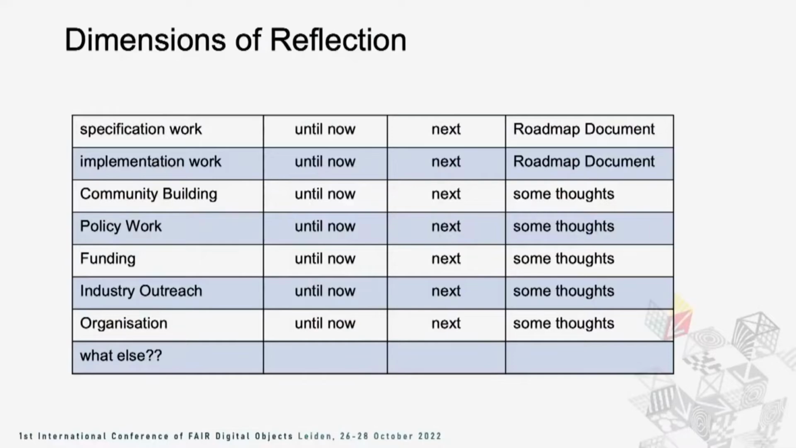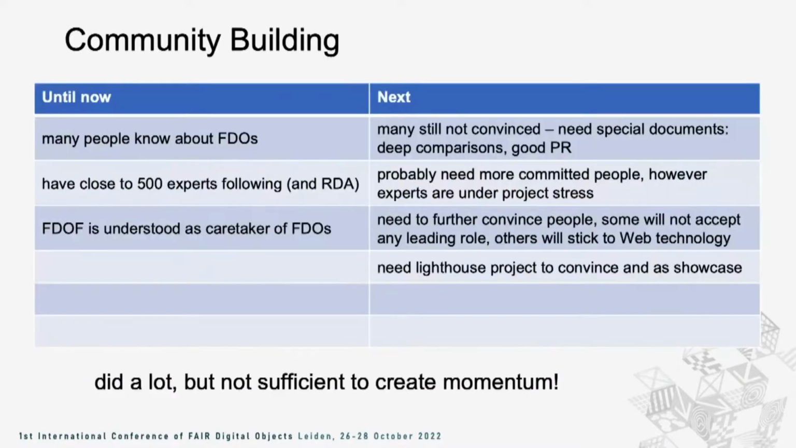So we have the specification work. You already got a few ideas about what we did. We have some implementation work ongoing. We have community building work, policy work, funding issues, industry outreach, which is very important, at least for me, and organizational aspects. So let me briefly go through. Larry will then go on to the roadmap document, which will mainly focus on specification and implementation work.